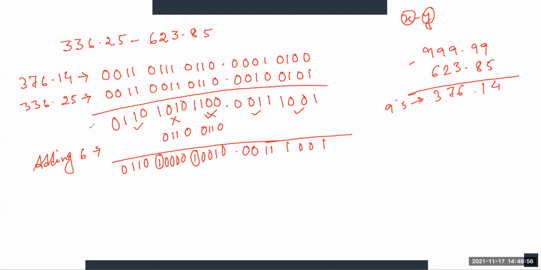You should remember this point: if there is no end carry generated, that indicates that the result is negative, and it is in the form of 9's complement. Okay, so the first carry should be added or shifted here, and this is also shifted here.